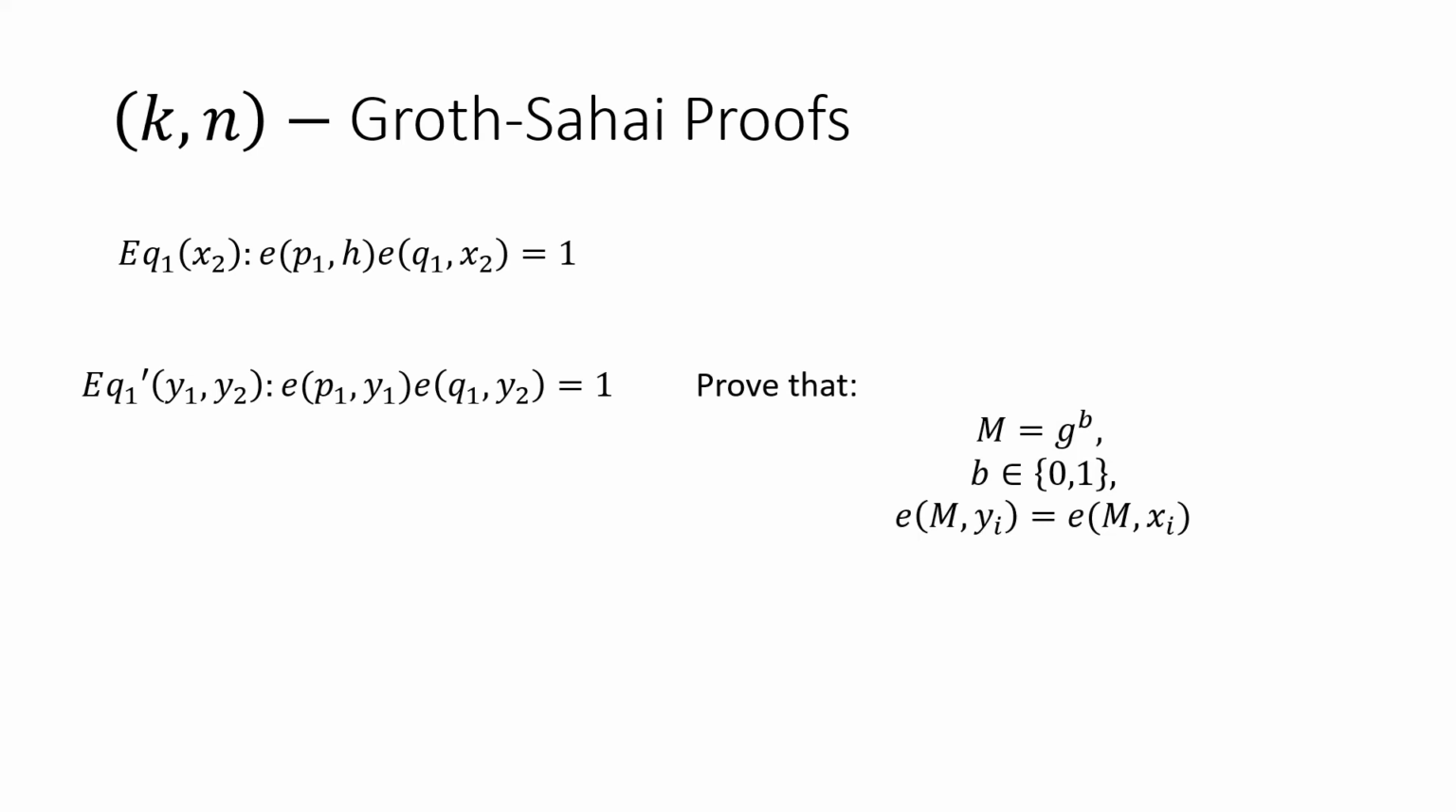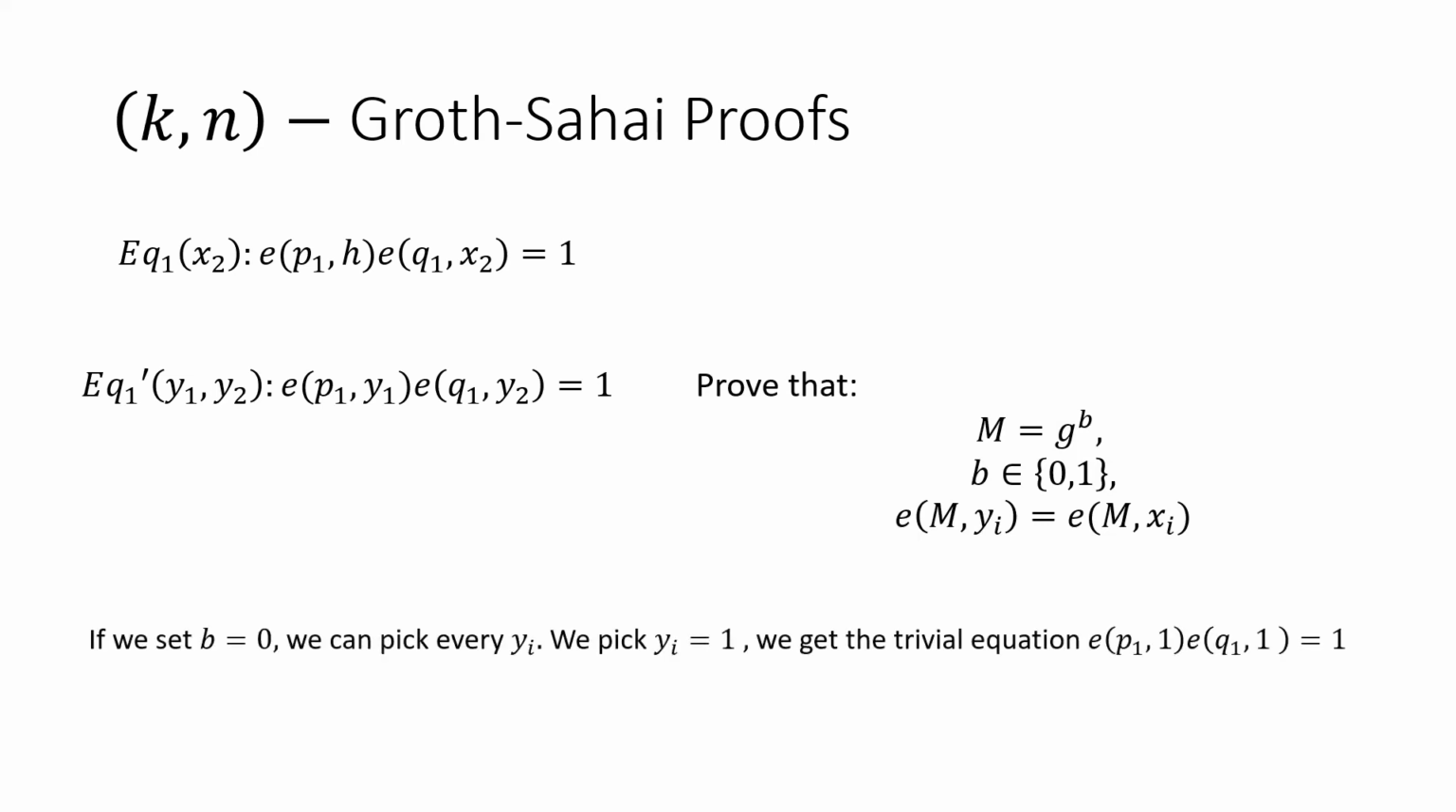And now this has given us some degree of freedom, because we can set the bit b to be equal to 0. If we set the bit b to be equal to 0, this will give g to the power of 0. If we plug g to the power of 0 in here, for the properties of pairing, we can set yi to whatever we want. So in particular, we can set yi to be equal to 1. So we are able to satisfy the modified equation with the trivial assignment. But if we set b to 1, we are forced to pick yi equal to xi, and this will give the initial equation basically.